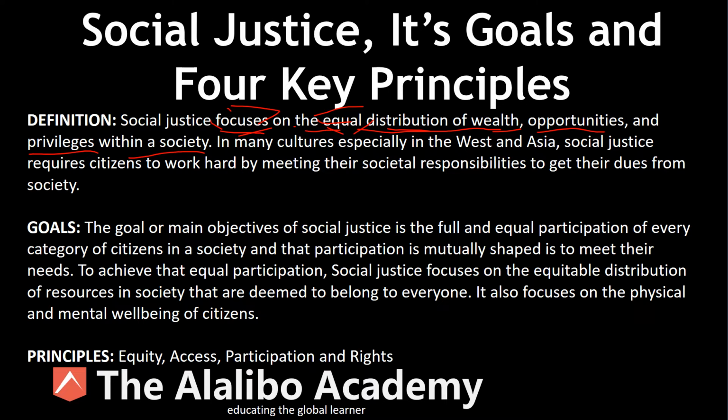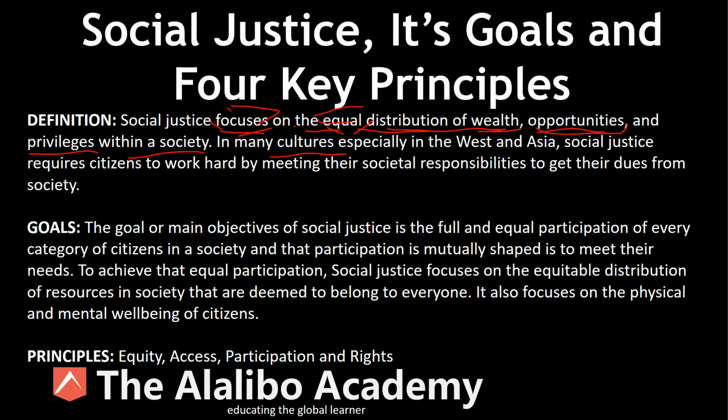Now, this is very important because the distribution of wealth, opportunities, and privileges in society makes citizens equal and whole. It gives them a sense of belonging, a sense of importance. It makes them feel that the state cares about them and so forth. So the equal distribution of wealth, opportunities, and privileges within a society is the idea of social justice. No one is left behind, right? Essentially, no one is left behind, just like the slogan, no child is left behind. In this case, no one is left behind. That is the core concept of social justice.